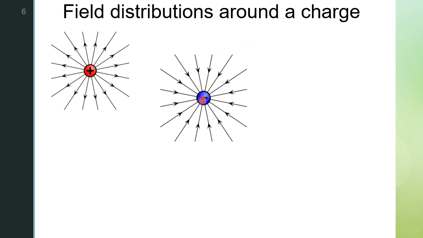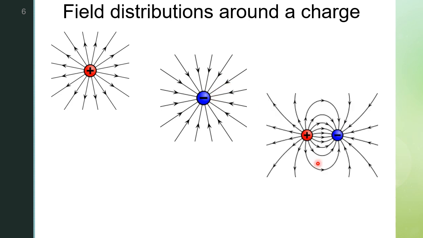So the force will be attractive in nature. That is, it will be attracted towards the negative charge. So the field lines will be directed towards the negative charge. Now I am considering a pair of positive and negative charges which is made to separate at a certain distance.